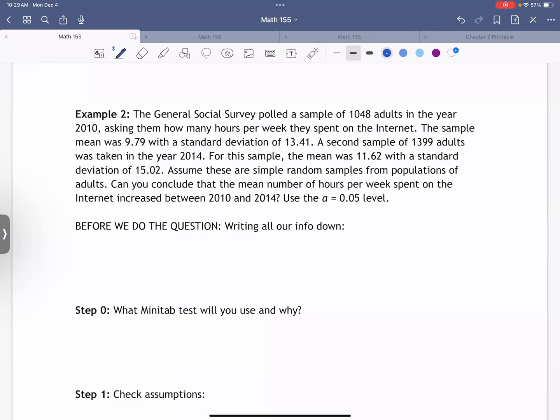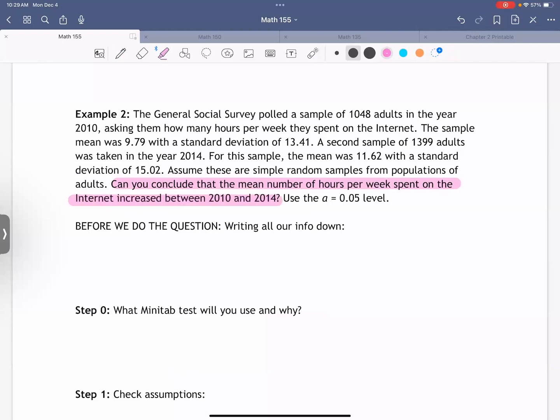So before we start, I do want to harp on this one thing, okay? When you make your alternative hypothesis, you go to the last sentence of the paragraph. You see if there's something about greater than, less than, not equal to, something like that, right? The end part of this paragraph says this: can you conclude that the mean hours spent per week on the internet has increased between 2010 and 2014?